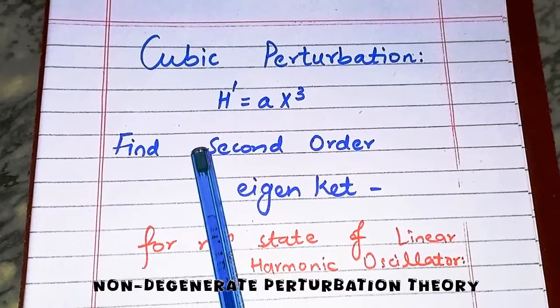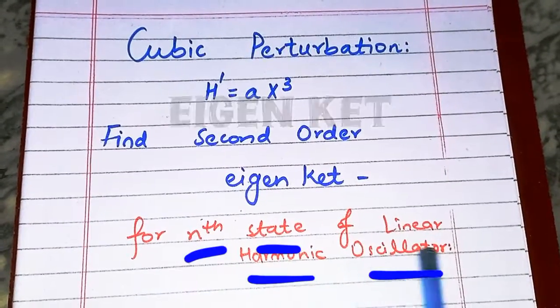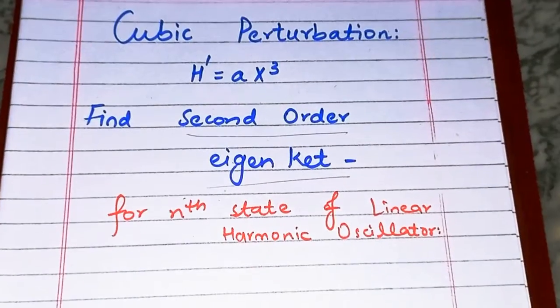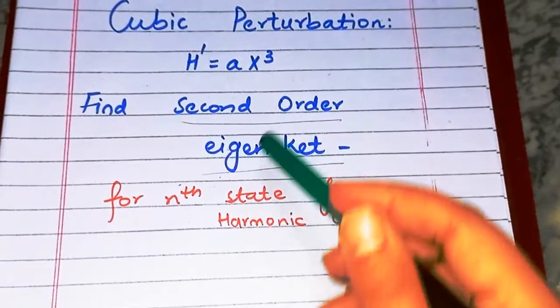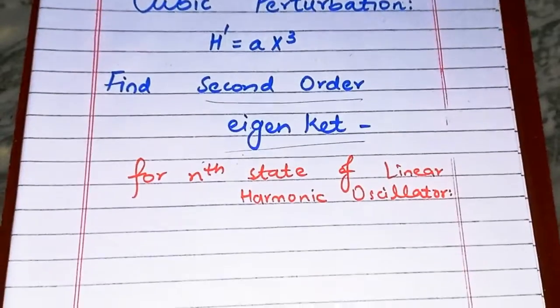In this video, I'm going to find out the second order eigenvalue for the nth state of the linear harmonic oscillator under the cubic perturbation. This is a requested video and we have already calculated the first order and second order energy corrections. In this video we are going to calculate the second order wave function correction. Let's see how we can do that.